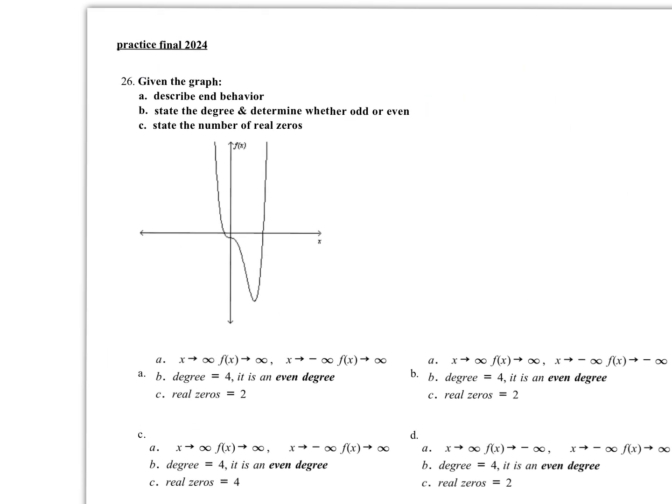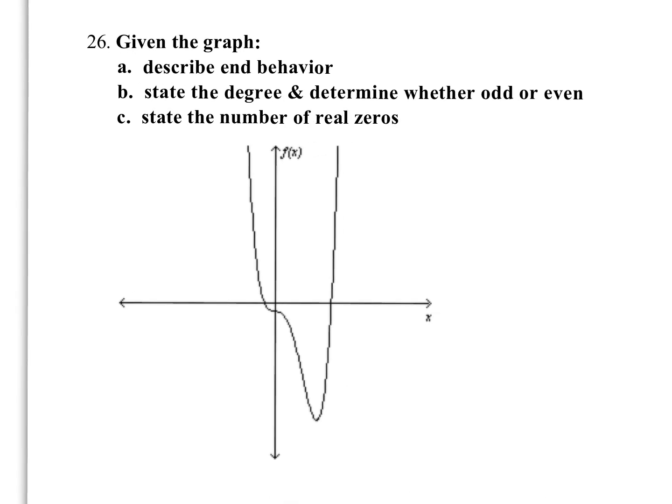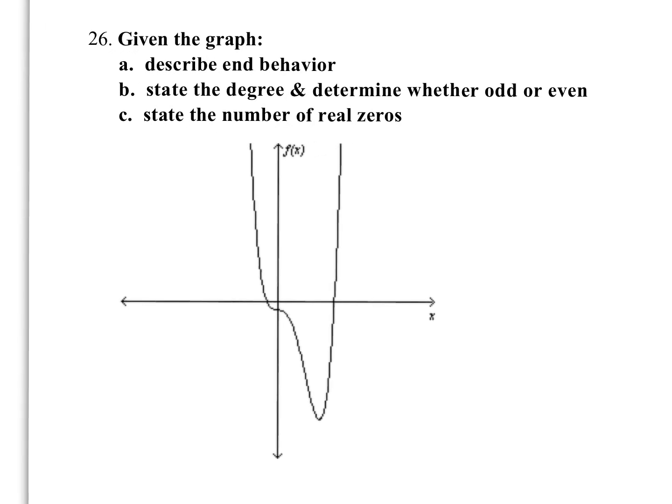Number 26. This is one of the recent sections. It says describe the end behavior, state the degree, state whether it's odd or even, state the number of real zeros. Okay, so let's start with end behavior. End behavior, it's as you look to the left, does it go up or down? As you look to the right, does it go up or down? But there's a fancy way of saying that.